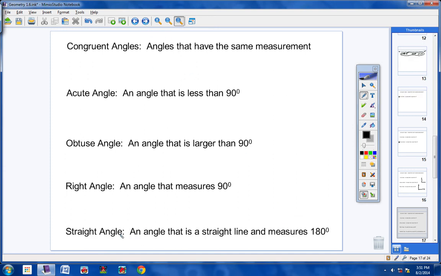Here's one that might be new. Copy this in your notes, please. Straight angle. What is a straight angle? It's an angle that is a straight line, and it always measures 180. Let me show you what I mean. We'll start right here with your vertex.